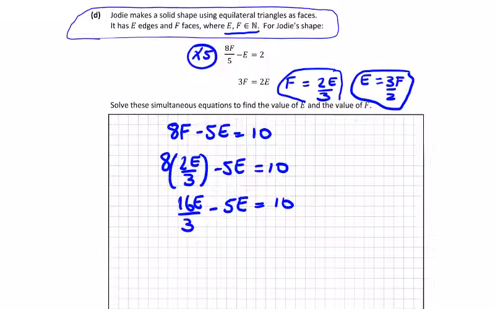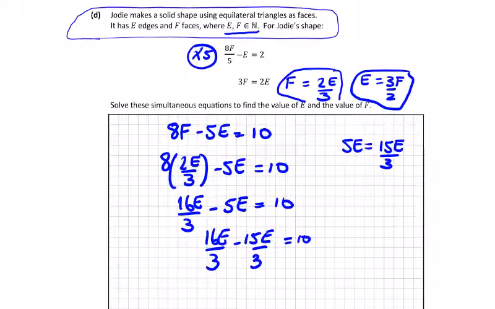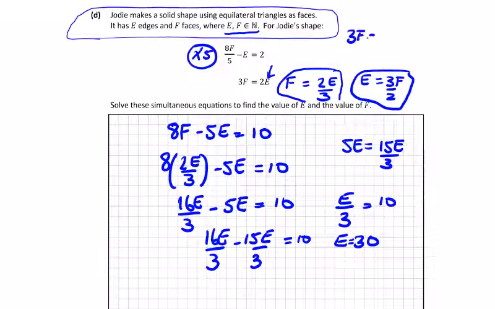So there's a couple of ways to do this. I could say that 5E is equal to 15E over 3. That's 5E. So I have 16E over 3 minus 15E over 3 is equal to 10. So E divided by 3, just 1E over 3, is equal to 10. So you can see that E will be 30. And if E is 30, 2 30s are 60. 3F would be equal to 60. So F would be 20.